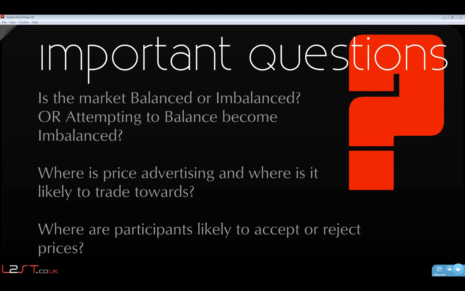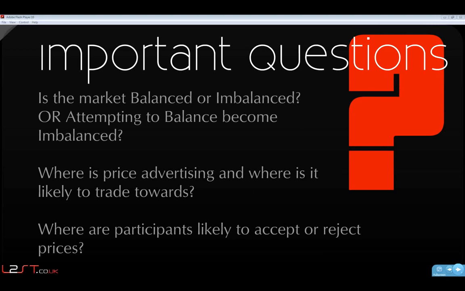Some of the important questions we firstly have to ask ourselves as traders: is the market balanced or imbalanced, or at least attempting to become balanced or imbalanced? I'll show you some of the ways to recognize that today.